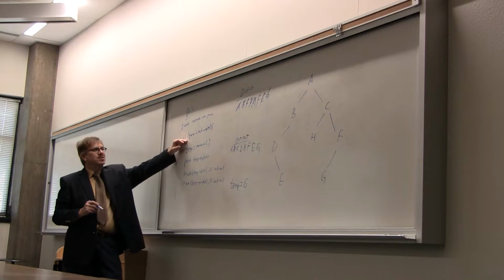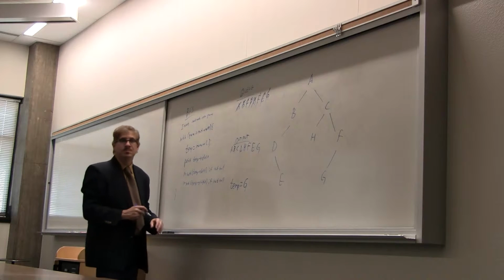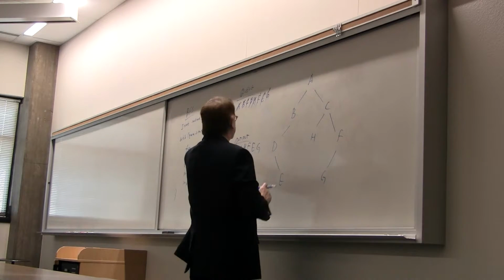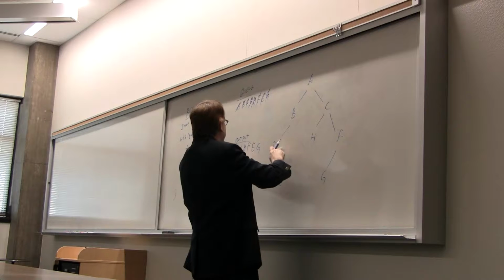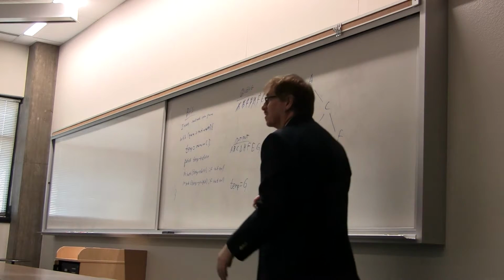Back to the top, now the queue is empty. And so we're done. And the traversal output was A, B, C, D, H, F, E, G. So that's our breadth first.